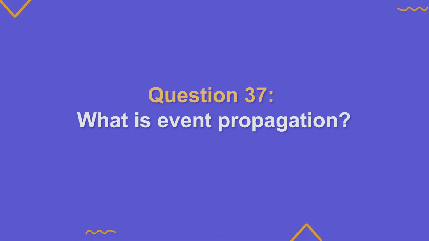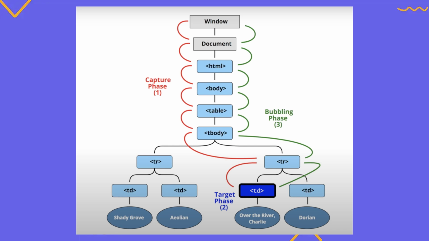What is event propagation? Event propagation is a mechanism that triggers when an event occurs in a document. The event propagates from the window object to the element that triggered it, sequentially affecting all ancestors of the target element. There are three main phases of event propagation: capturing, target, and bubbling.